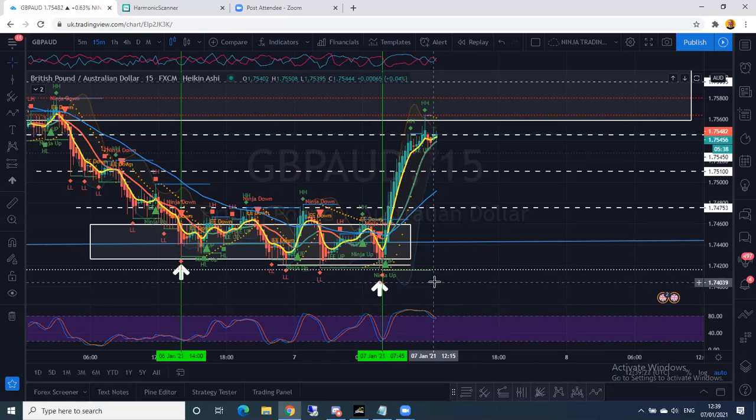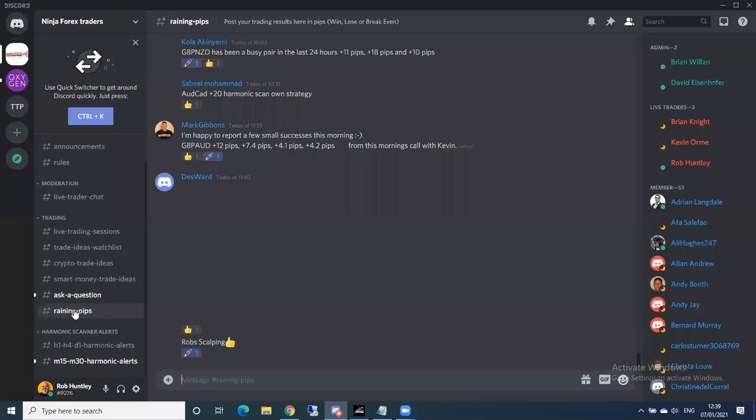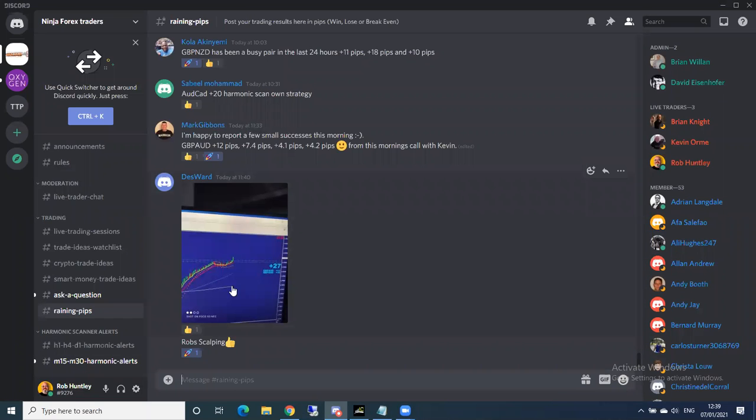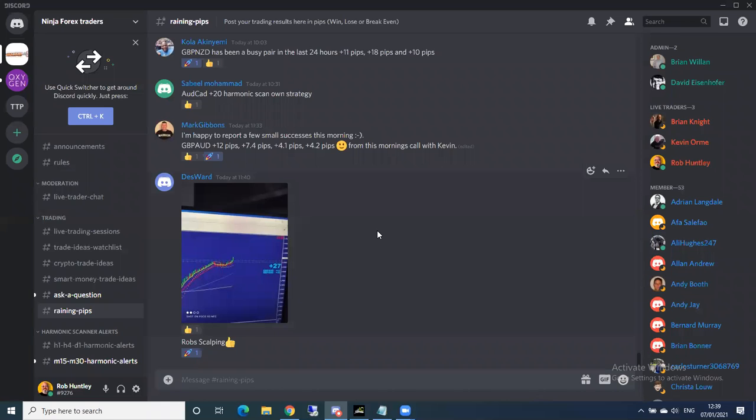So that's what I'm looking at, scalping wise. But the other thing is I tend to stack trades. So I'm just going to show you our raining pips section. Here's Rob scalping, here's one of the guys this morning. Stacking positions, call it twin trading, call it stacking. Some people say it's a bit risky, but if everything is lining up in your favor, then you can get more pips from the same move, if you see what I mean.